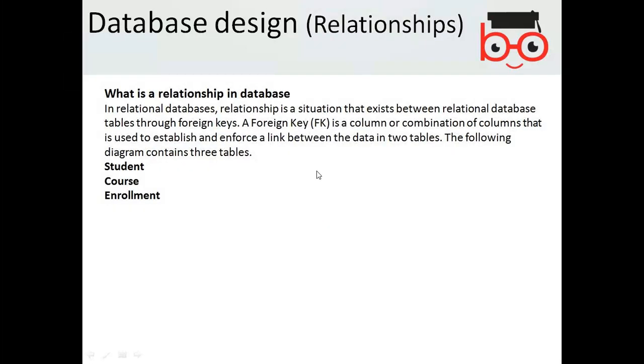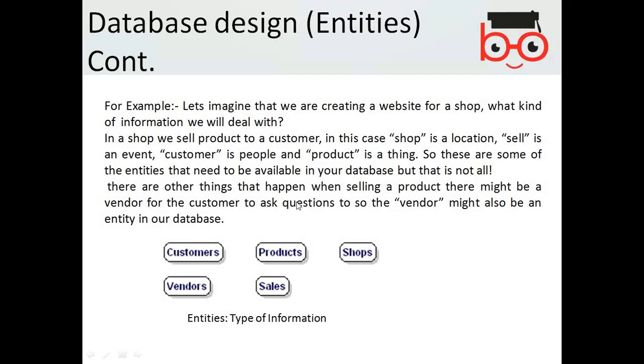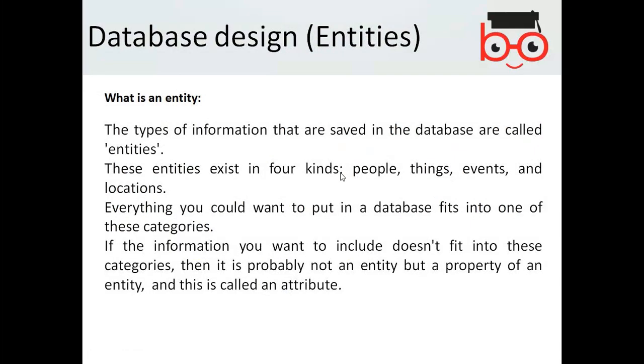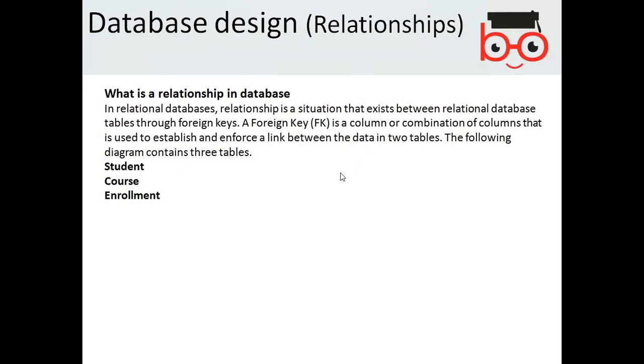Now we talk about the relationships. We discussed earlier that we need to focus on the entities. The entities could fall between people, things, events, and locations. Now we focus on the relationships in the database. In relational databases, a relationship is a situation that exists between relational database tables through foreign keys. A foreign key is a column or combination of columns that is used to establish and enforce a link between data in two tables.